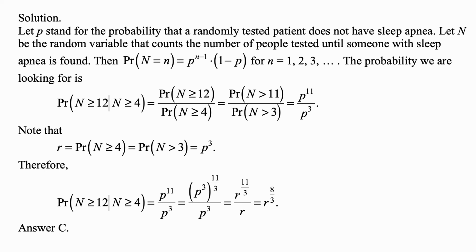So the probability that N is greater than or equal to 12, given that N is greater than or equal to 4, is P to the 11th over P cubed, which is equal to P cubed to the power 11 over 3 divided by P cubed. And since P cubed is equal to R, this is equal to R to the 11 over 3 over R, which is equal to R to the power 8 over 3, and that's answer C.